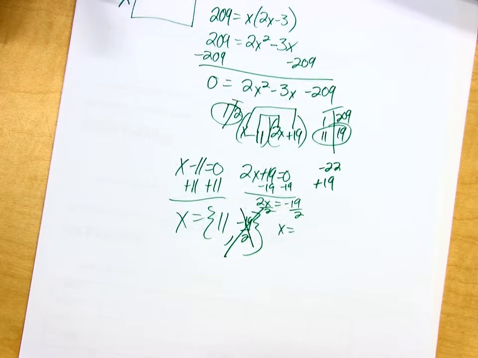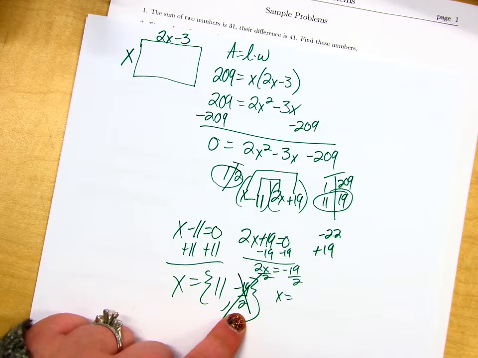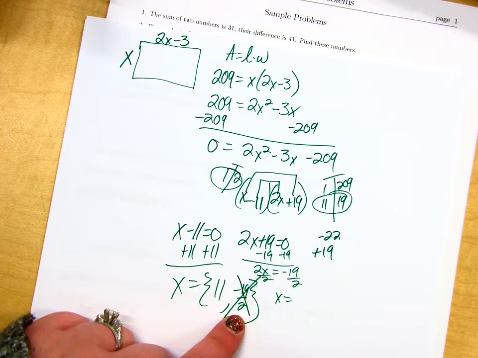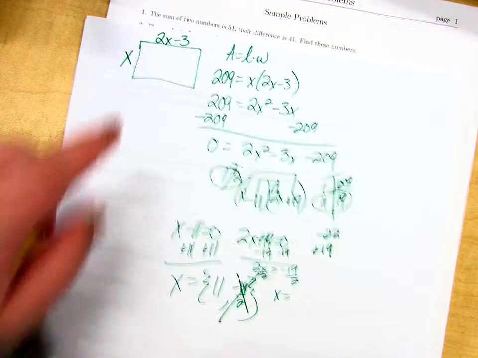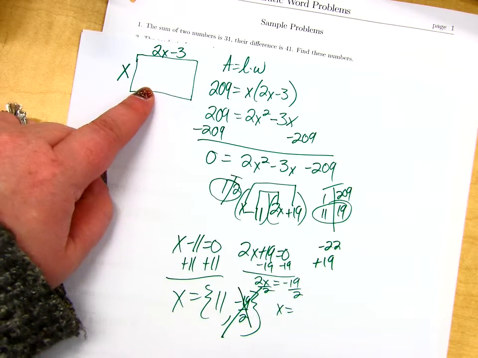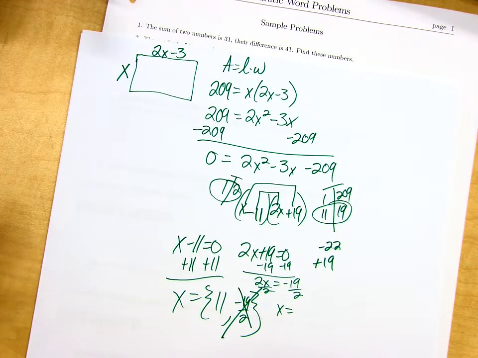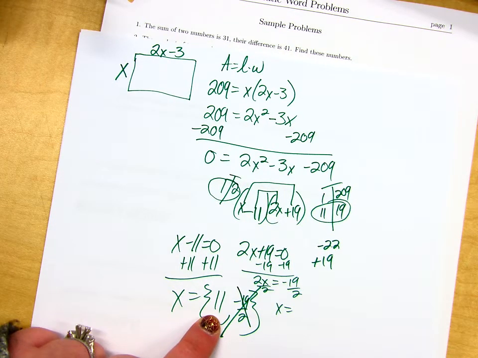So even though mathematically negative 19 over 2 is an answer to my equation, it doesn't matter. My equation is modeling this rectangle, and that rectangle cannot have a negative side. So that answer is useless to me. So that means that the only answer for x is 11.